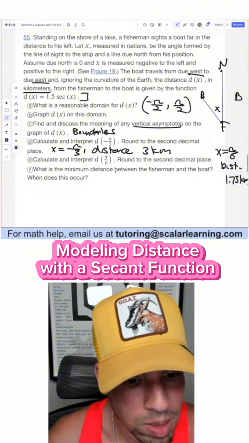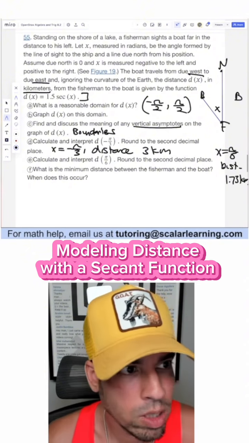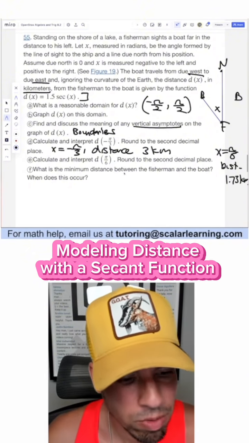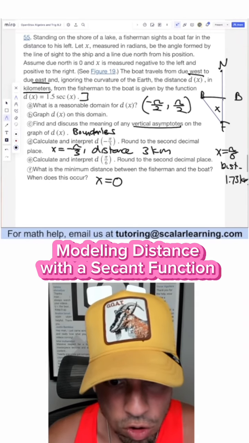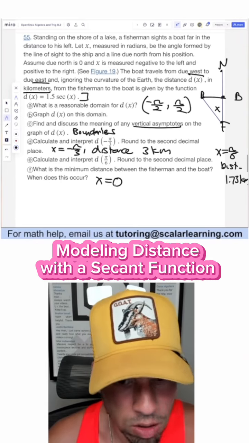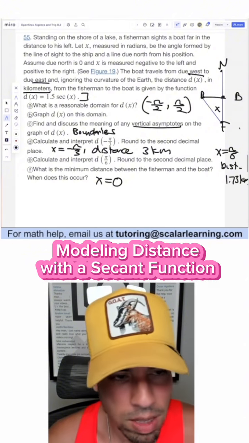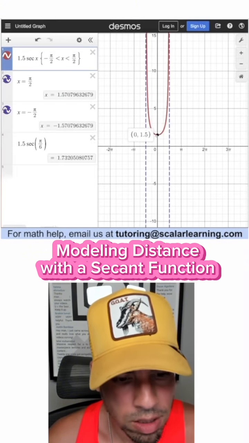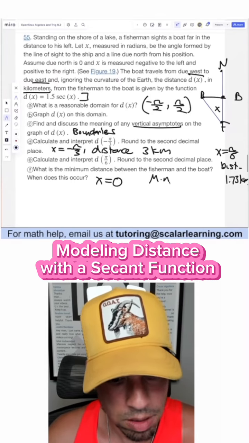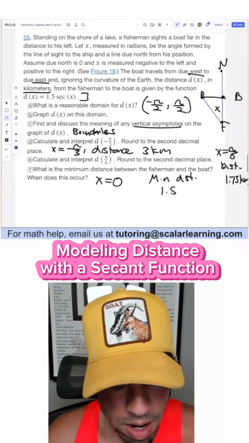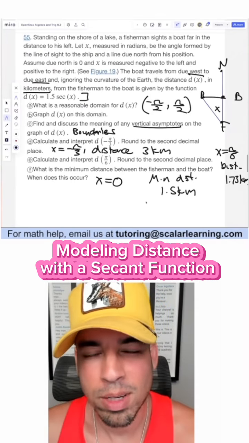What is the minimum distance between the fisherman and the boat? When does this occur? So I think we remember from the graph that it occurs when x equals 0. That's when it's right due north, okay? When the angle is 0 radians. And now let's find the minimum on the graph. And it's right here. It's a distance of 1.5 kilometers. So the minimum distance is 1.5 kilometers. And that's how you do it. Boom, done.